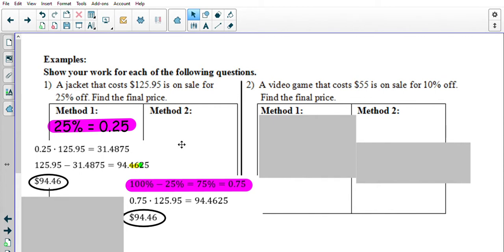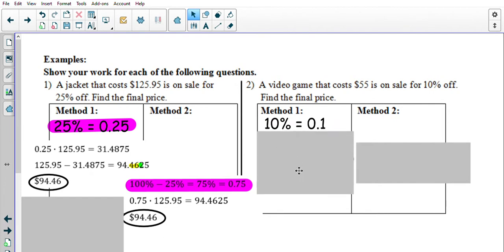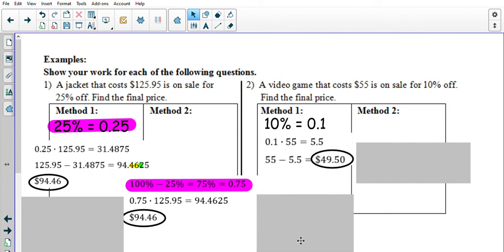All right, number 2. A video game that costs $55 is on sale for 10% off. 10% as a decimal is 0.1. You could probably skip showing that step. 0.1 times 55 is 5.5. Subtract that from $55. You get a sale price of $49.50. Method 2, a little bit easier.